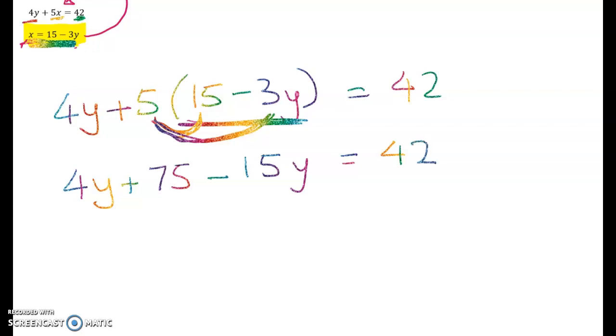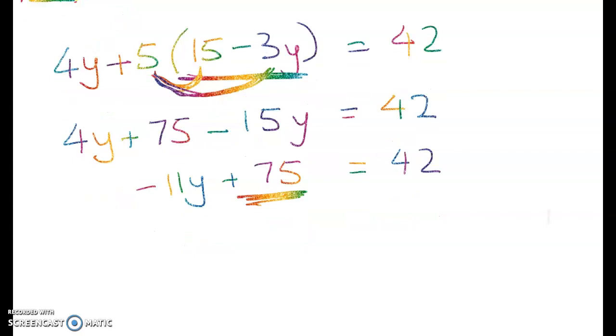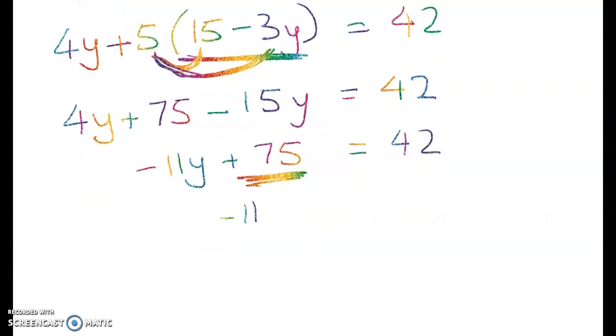Okay, what does that give us? Well, we have to collect up our like terms. We get negative 11y plus 75 is equal to 42. I'm going to subtract 75 from both sides. I get negative 11y is equal to, so 42 take away 75 is negative 33. Now remember, you are allowed a calculator, right? So most of you will do that easily in your heads, but if you can't, you can just grab your calculator and check your calculations. We're nearly there. We've got negative 11y is equal to negative 33.